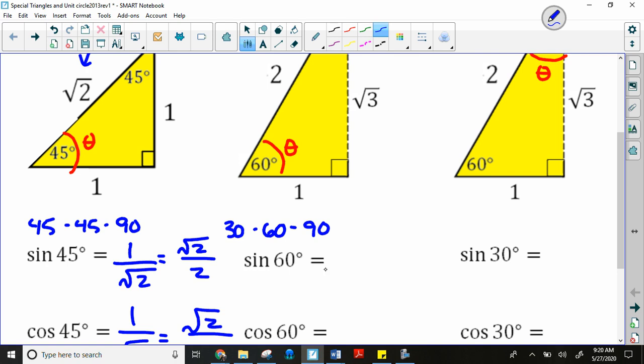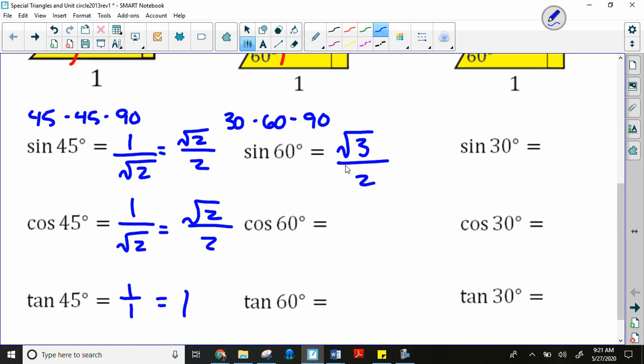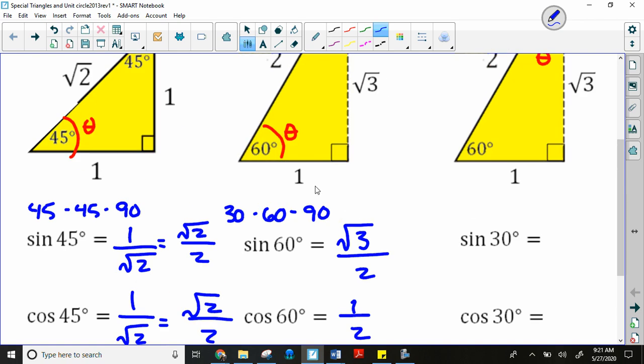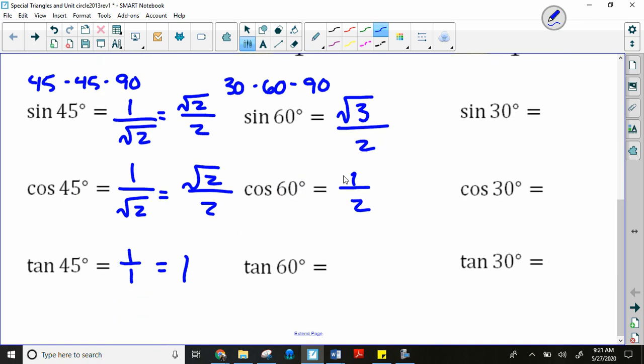Sine of 60: opposite, square root of 3, over hypotenuse 2. Done. That's the answer. We're not going to convert it into a decimal because that's the exact answer. As soon as we go decimal, you have to round, and you're not making it exact anymore. Cos is adjacent over hypotenuse: 1 over 2. Love 1/2. Tan is opposite over adjacent: root 3 over 1, which simplifies to just root 3. So those are our exact values for these relationships.